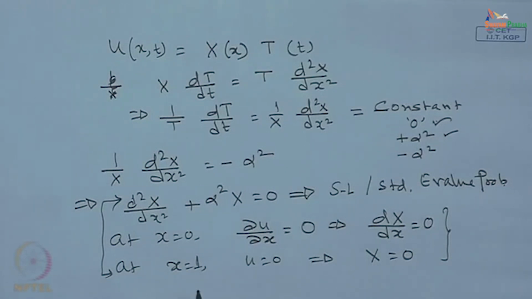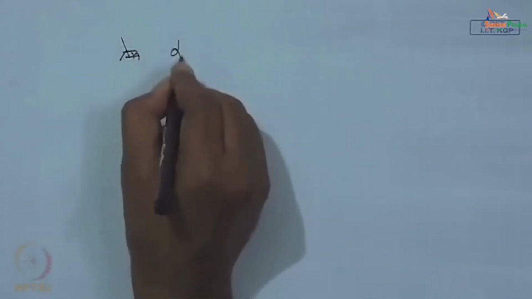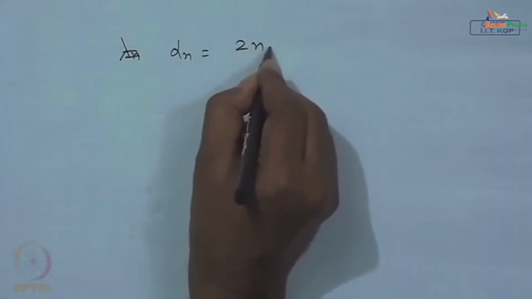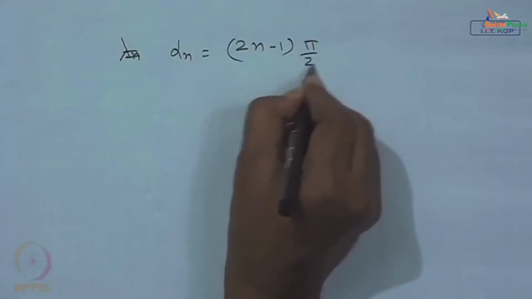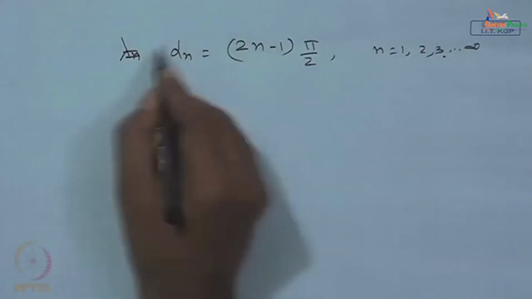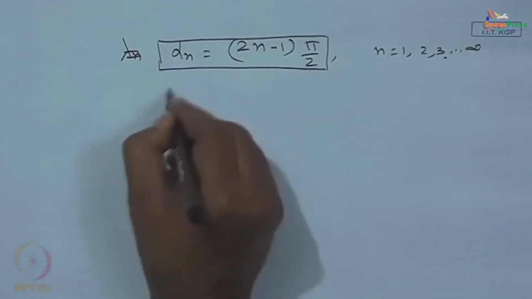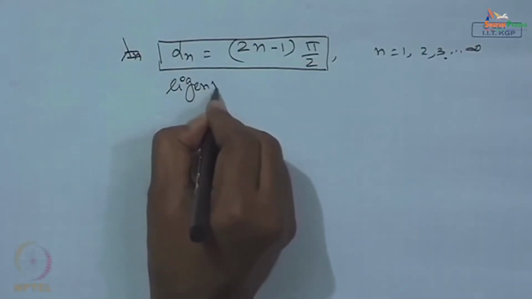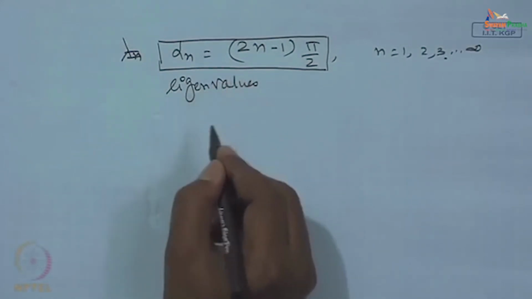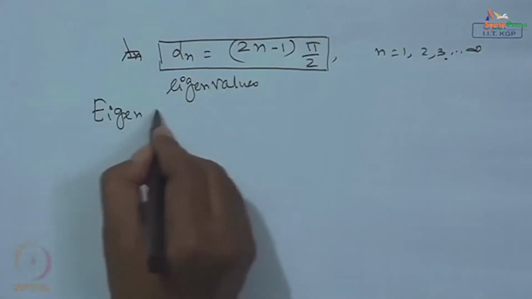in the earlier class, and we have seen that the eigenvalues will be constituted by alpha n, and the eigenvalues are (2n minus 1) pi by 2, where n is equal to 1, 2, 3 up to infinity. So, these are the eigenvalues to this problem, and the corresponding eigenfunctions are given by the cosine functions.